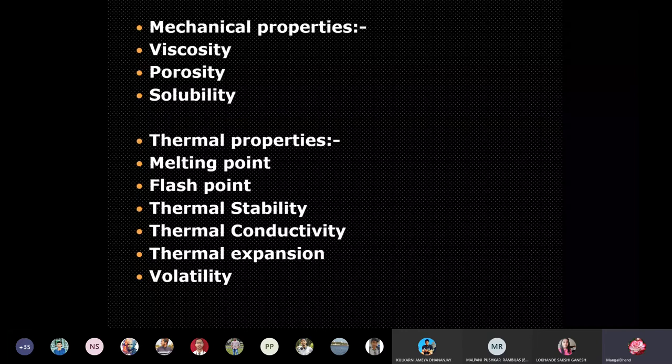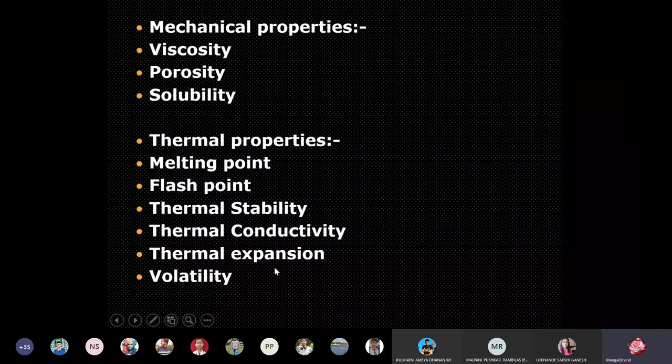Thermal conductivity is also important, because if thermal conductivity is not good, then heat will go on increasing in the material itself, and then the destruction of the insulating material will take place. So thermal conductivity should be good, then the heat generated in the insulating material will be conducted to its surface, and from the surface it will be radiated into the atmosphere. So that is essential. Thermal expansion is also important.